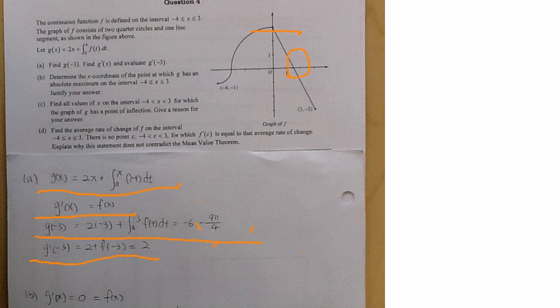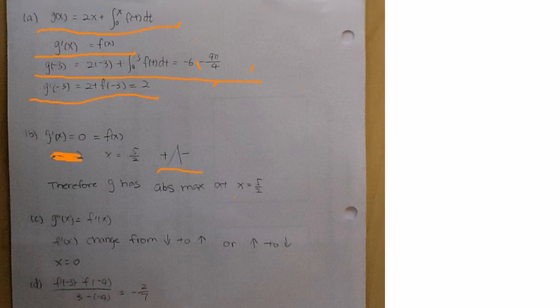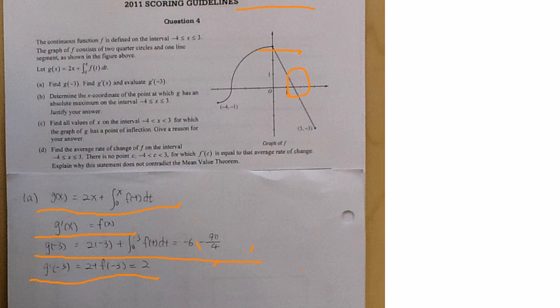Question C: find all values of x on the interval from -4 to 3 for which the graph of g has a point of inflection, and give a reason for your answer. We know that g double prime equals f prime of x, and g has a point of inflection at x equals 0 because g double prime changes sign, or 2 plus f(x) changes from increasing to decreasing, and that only occurs, according to the graph, at x equals 0. It changes from increasing to decreasing.